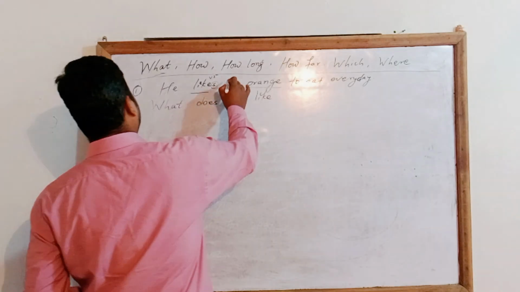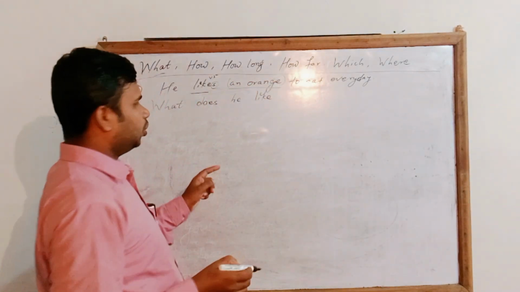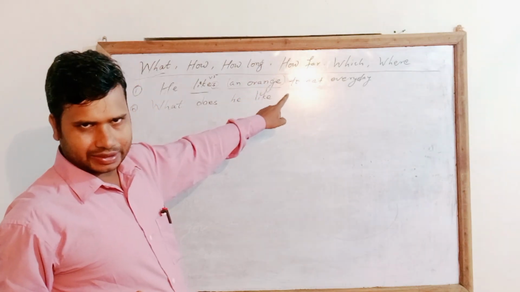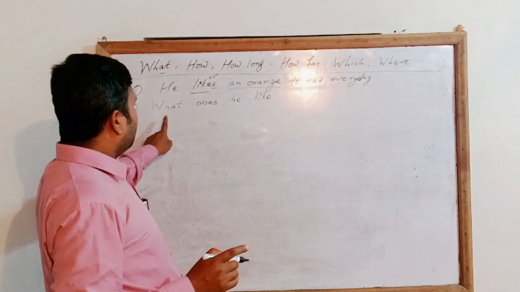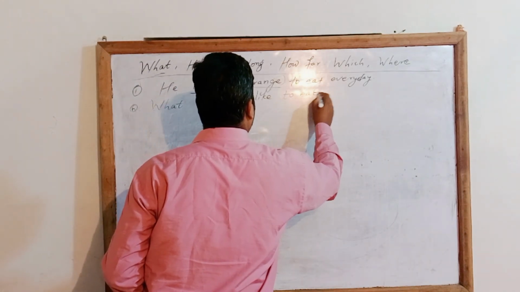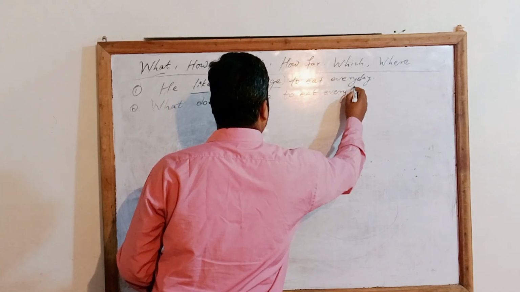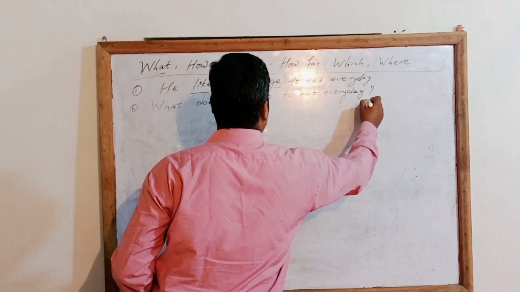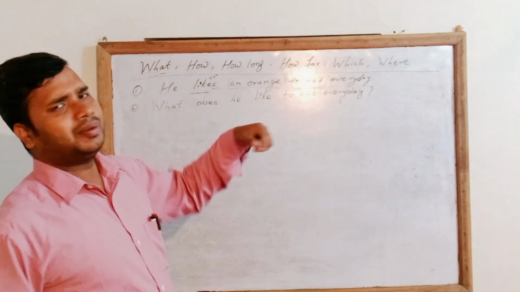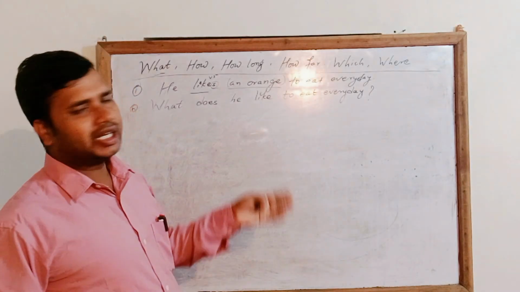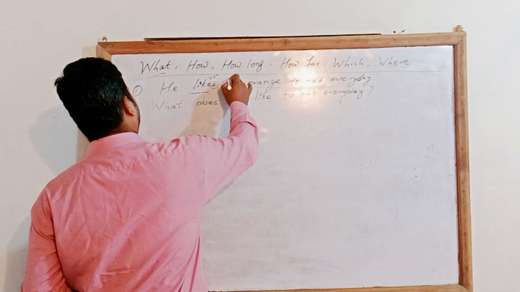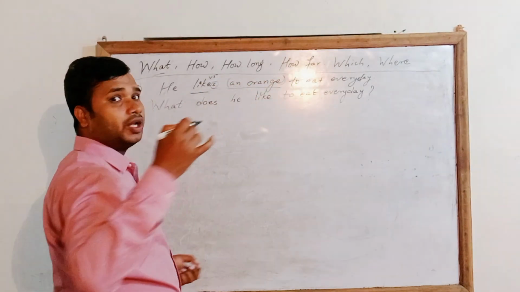So here an orange is a thing. So you shouldn't include this an orange in the question. So understand well. What does he like to eat every day? Put the interrogation sign at last, the question mark. What does he like to eat every day? And you like सधैँ के खान मन पर्छ? अब के खान मन पर्छ त? Orange. Okay? An orange.